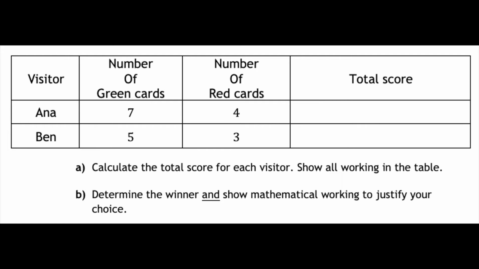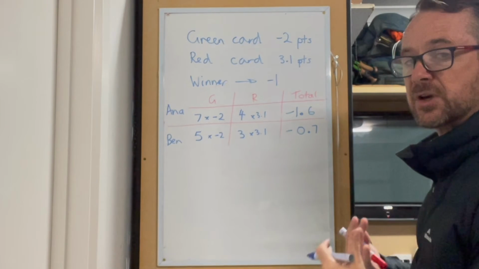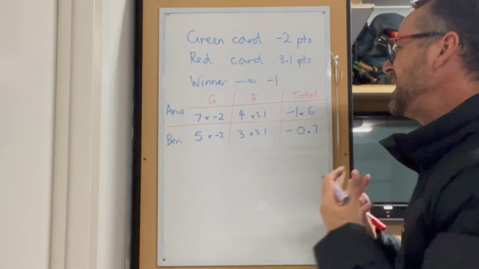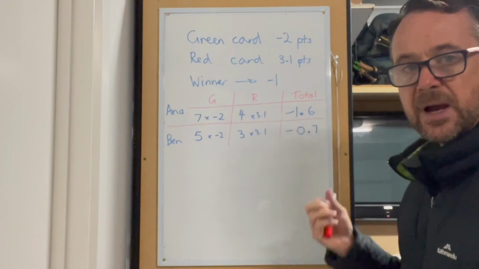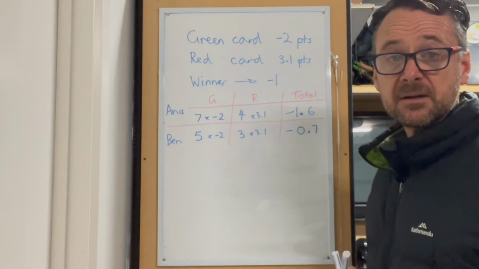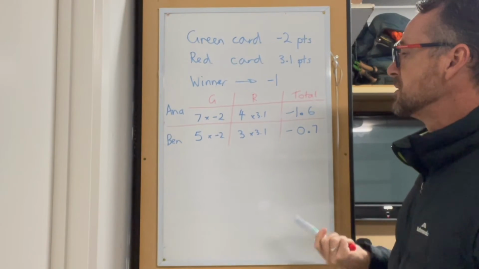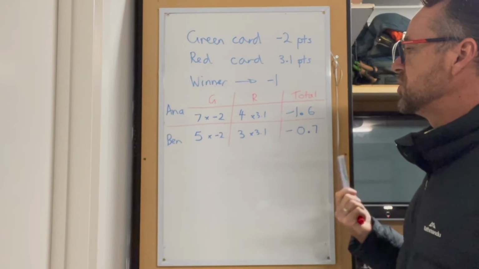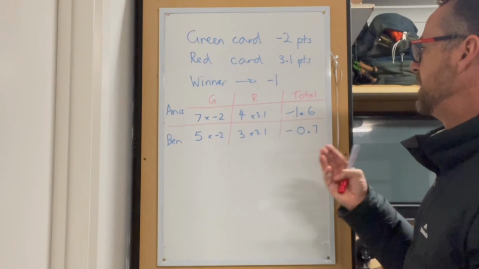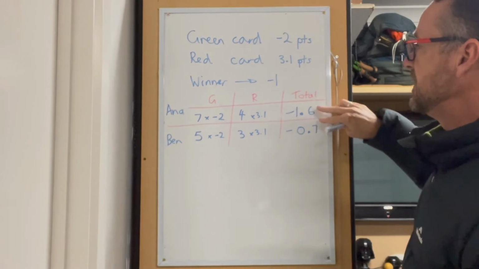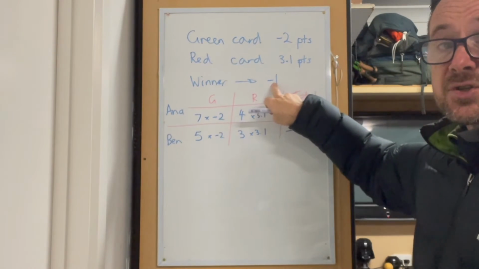Part B of this particular question says, which person is the winner? And you need to also show mathematical working to justify your answer. So here you can't just go, oh, Ben's the winner or Anna's the winner and get a mark. You need to be able to prove it in order for your statement to be counted. So what we want to do here is to show both the comparison between their totals and then the winning score, which is the one that's closest to 1.1.